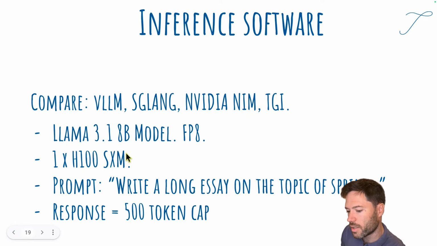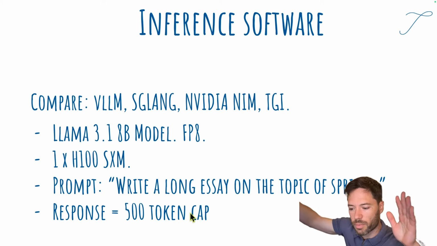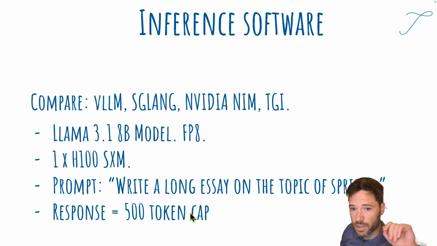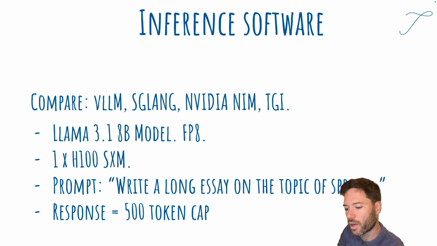And I'm going to test them in the same way by asking this prompt here, write a long essay on the topic of Spring. It's actually 20 input tokens for the Llama model. And I'm going to restrict the response to a 500 token cap. So it'll basically give a response that's longer than 500, but actually it won't because I'll just stop generation at 500 tokens. And I'll use that to measure the tokens that are generated per second. And then we can do a comparison of all of those.